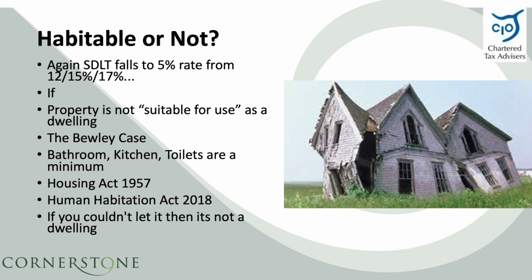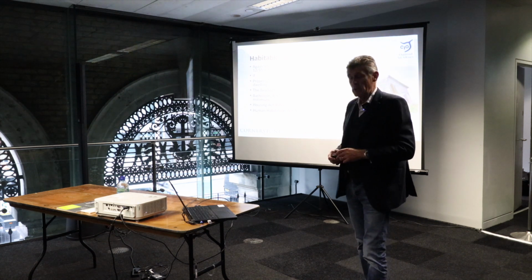Think about the minimum standards for habitation. Bathroom, kitchen, toilets are an absolute minimum, aren't they? You can't put a tenant into a property unless it's suitable for use as a habitation. So on the day you buy it, if you couldn't lawfully put a tenant in there, it's not suitable for use as a dwelling. The Housing Act 1957 is useful, and the Fitness for Human Habitation Act 2018 is even better, because it broadened the conditions under which you couldn't lawfully let a property. And if you can't lawfully let it to a human being, it must, I'd say de facto, be unfit and unsuitable for use as a dwelling.